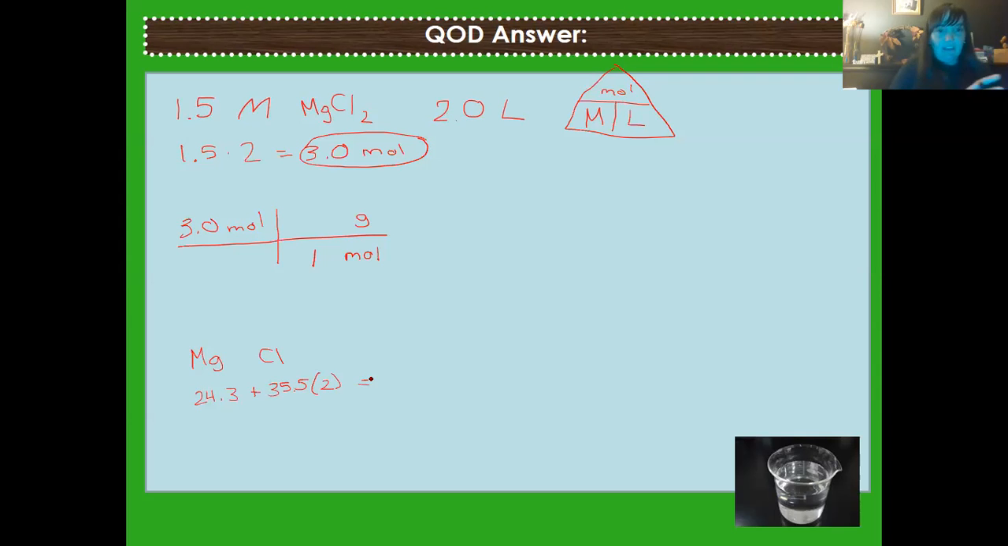So I'm just going to use my calculator for that one, although you'll probably do it in your head before I finish. All right, I got 95.3 grams per mole. Let me just check my work. 35.5 times 2, yep, plus 24.3. Okay, great. So that's the gram formula mass. I'll put that right here, 95.3. Now I will just multiply that by 3.